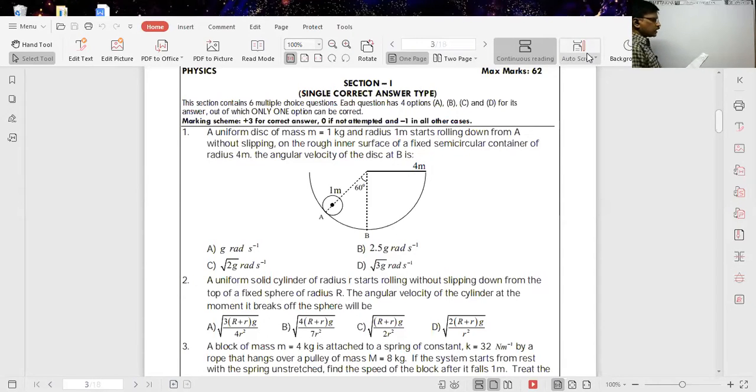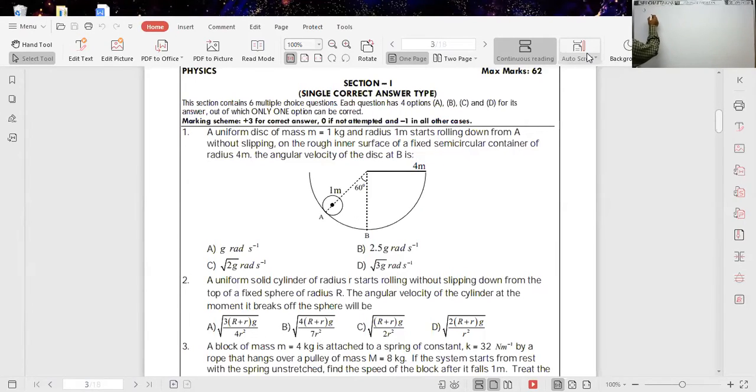A uniform disk of mass 1 kg and radius 1 meter starts rolling down from A without slipping on the rough inner surface of a fixed semicircular container of radius 4 meter. The angular velocity of the disk at B, that is the question they asked.